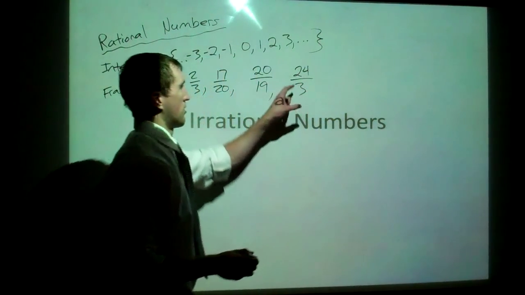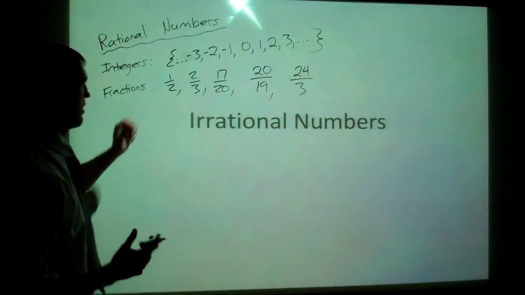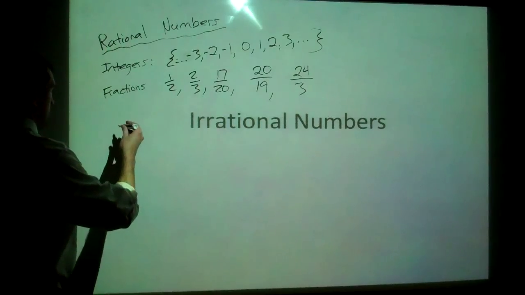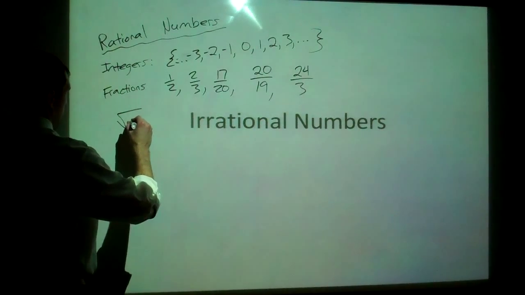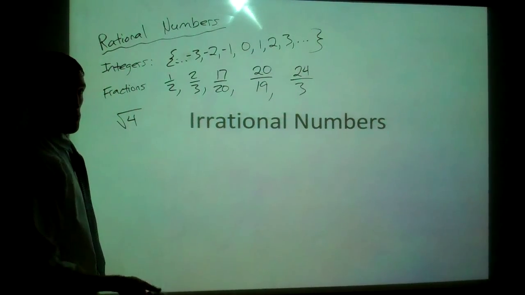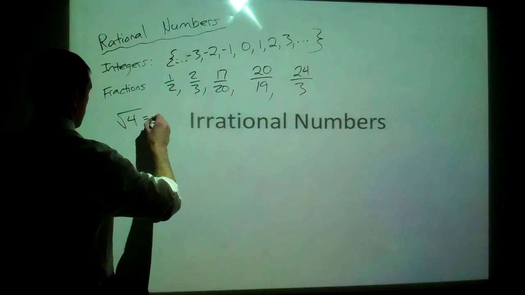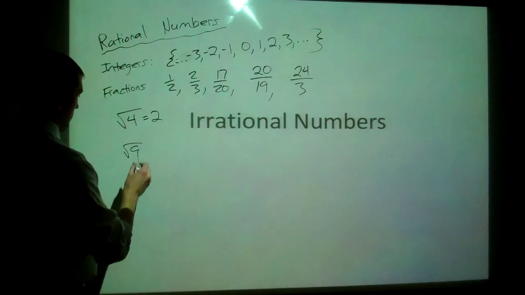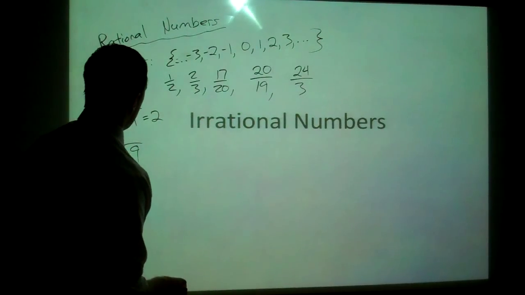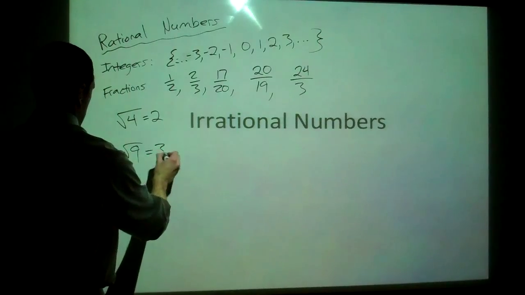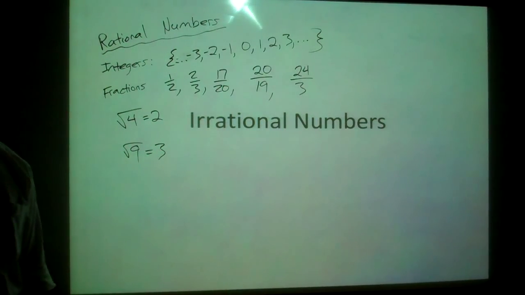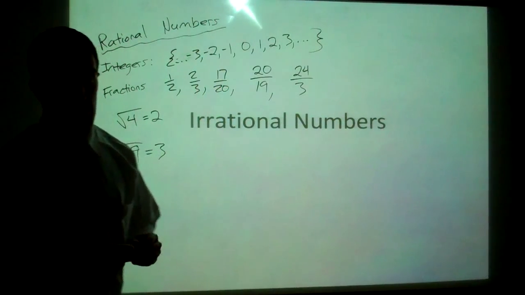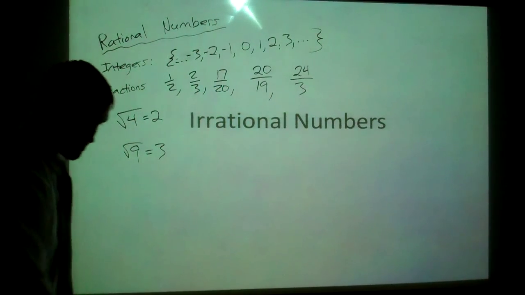24/3. You know, that comes out to be 8. That's still okay. All those things. Even square roots. Let's say the square root of 4. If it comes out to be a whole number, it's still rational, because that's 2. Square root of 9, that would all be included. Okay? Since it's 3. Basically anything that comes out to a whole number or a fraction, we would consider a rational number. Now, I'm going to erase all this.